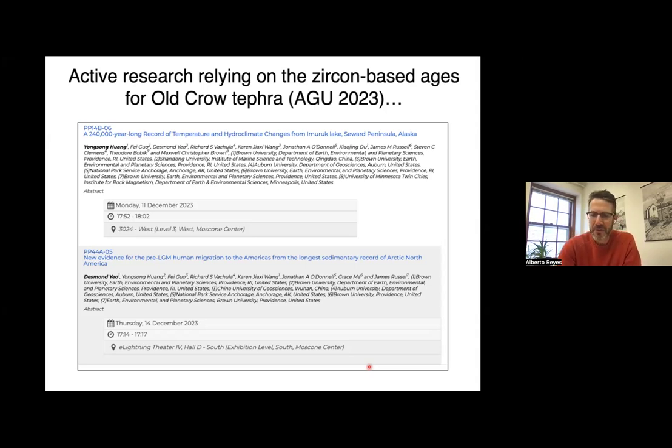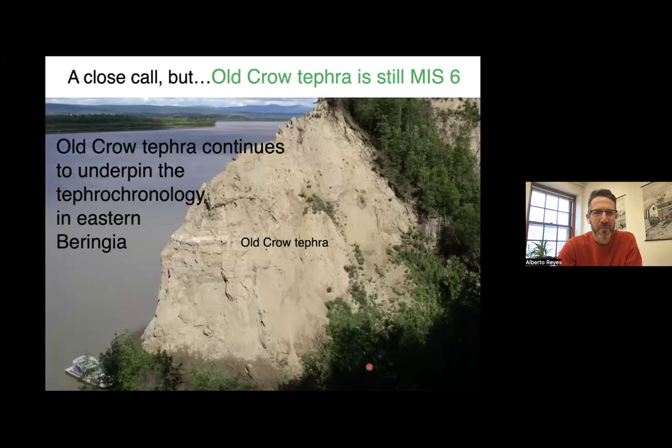And certainly if we're going to have some confidence in all this multi-proxy work that people have been doing in Eastern Beringia. So one of the problems here, I'll just mention this for discussion. For those of you that are interested in the glacial stratigraphy in the area, there are two sites in Yukon territory where Old Crow tephra overlies glacial deposits that are presumed to have been of marine isotope stage 6 age.